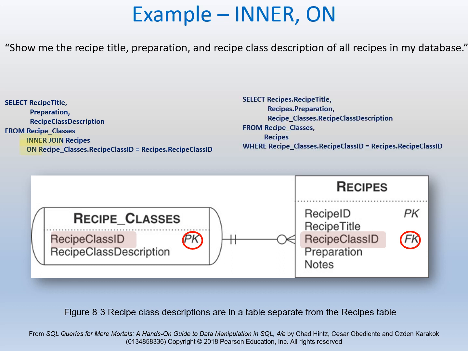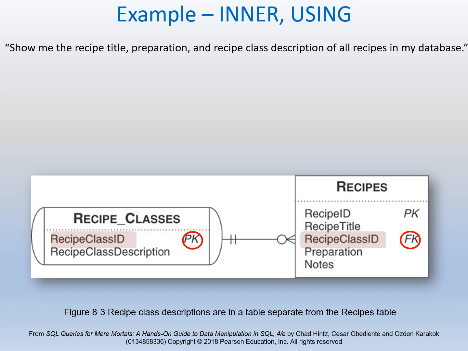Another way to write this would be to just change the from clause by listing the two tables and then adding the where clause for the condition. In this second example, we have from recipe classes, recipes and the where clause recipe classes dot recipe class ID equal to recipes dot recipe class ID. Notice the difference between the syntax of the two select statements, but they're both performing the same query. The result set would be the same.